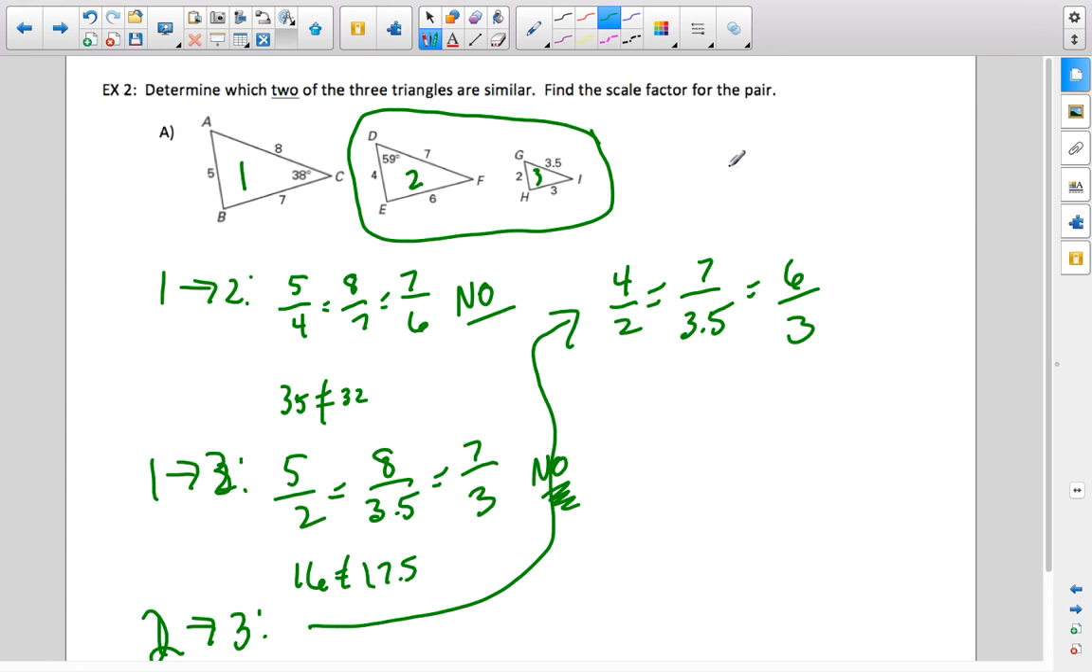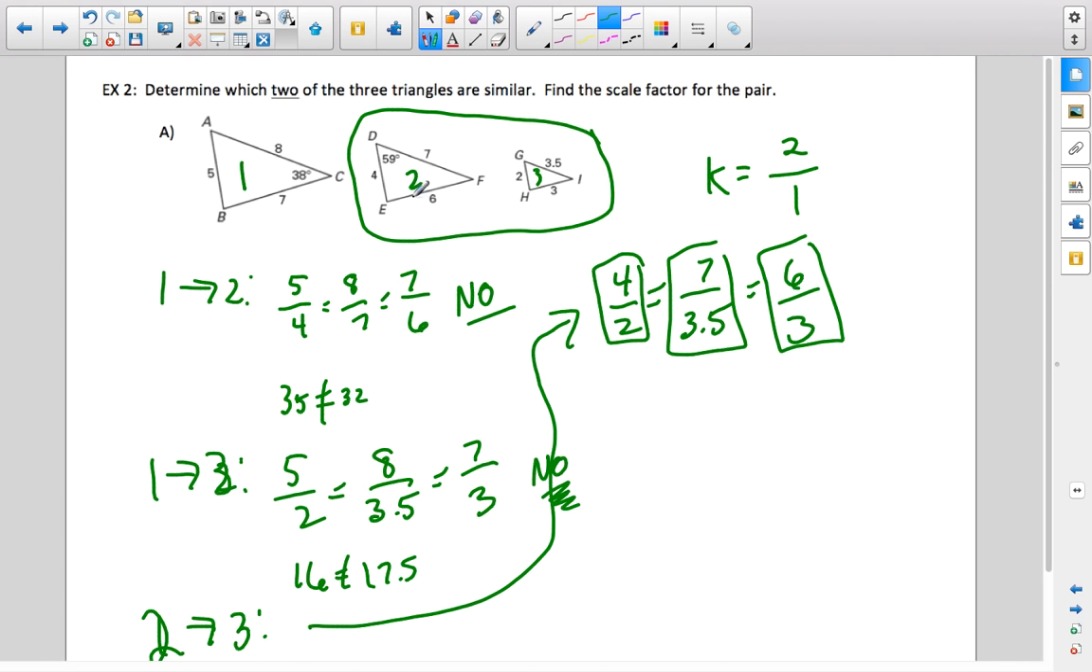And let's see, their scale factor, again, just look at one of these fractions. Here's one that I know pretty well. And I know that this reduces to 2 over 1, as does this middle one. So the scale factor, sometimes referred to as the K factor, is a 2 to 1 ratio. This one has twice the lengths as this one.